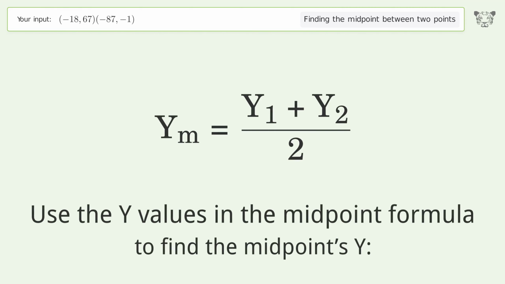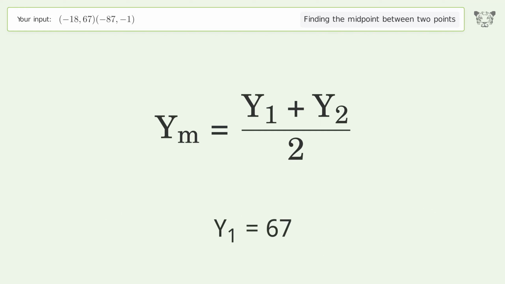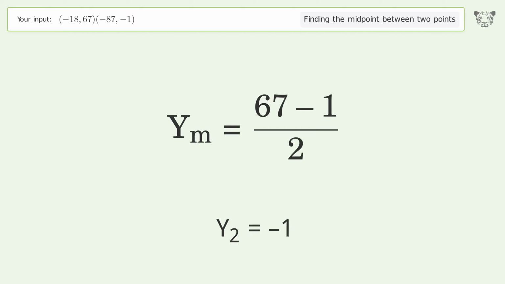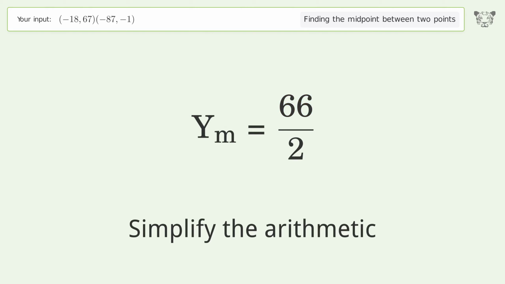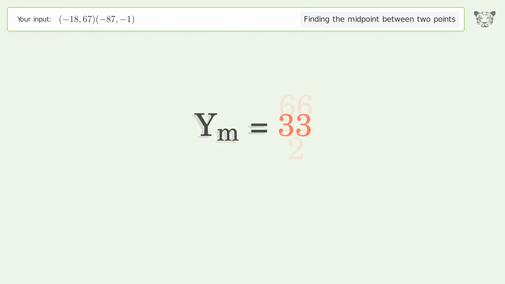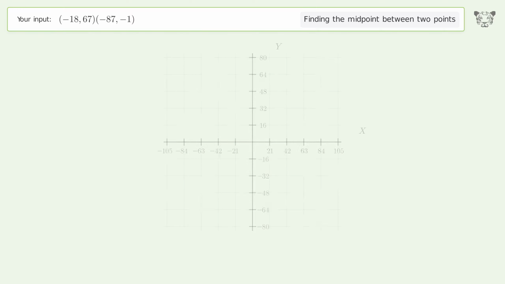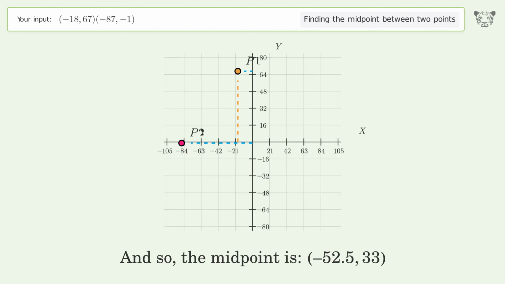Use the y values in the midpoint formula to find the midpoint's y. y1 equals 67. y2 equals negative 1. Simplify the arithmetic. And so, the midpoint is negative 52.5, 33.